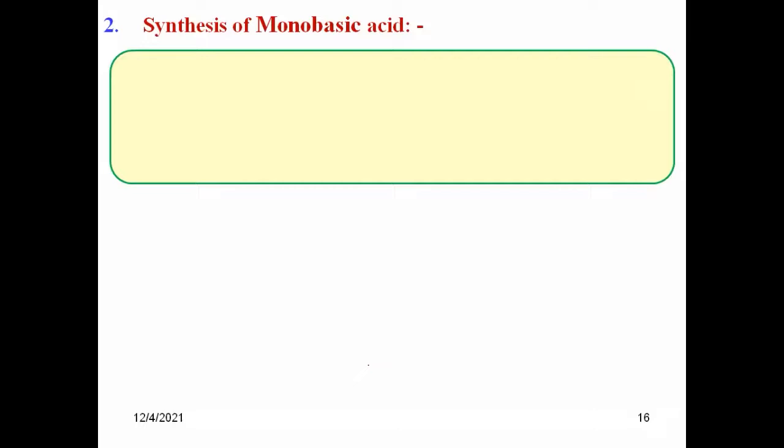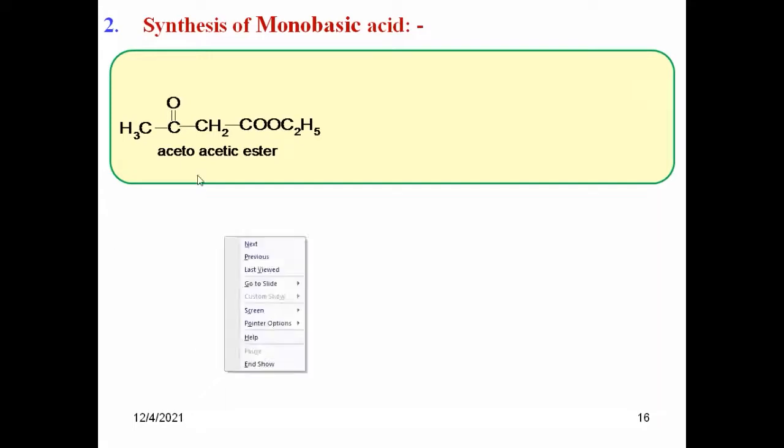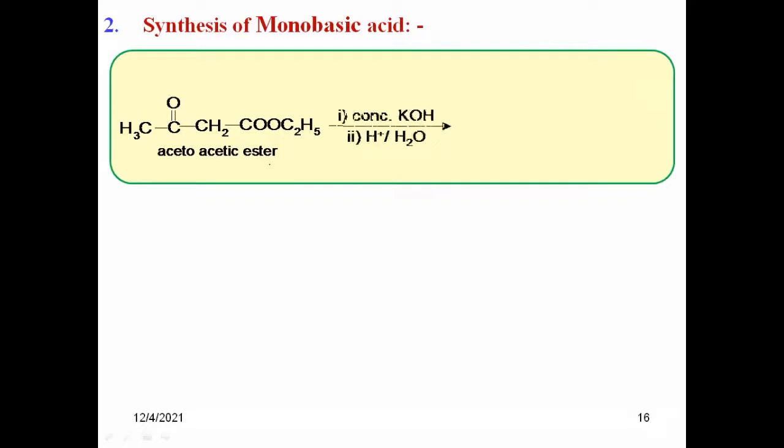Okay, now let us see how these monobasic acids are synthesized by using acetoacetic ester. This is our starting material, ethyl acetoacetate, which we also call acetoacetic ester. This is an interesting reaction. When this compound is treated with concentrated KOH followed by acid hydrolysis, this reaction with concentrated KOH is also called ketonic hydrolysis. Here the bond near the carbonyl carbon breaks, OH to one side, hydrogen atom to the other side.